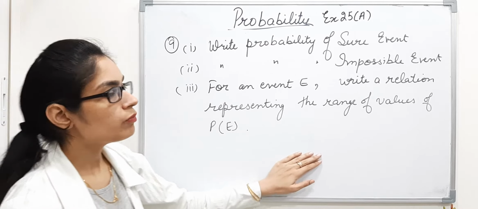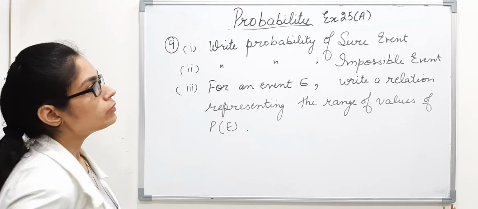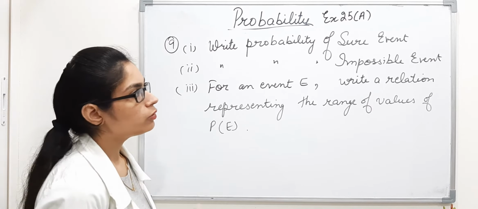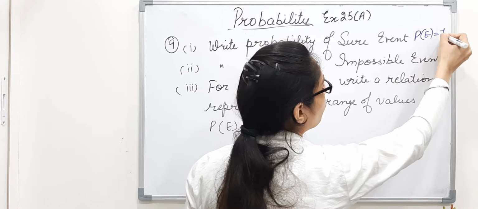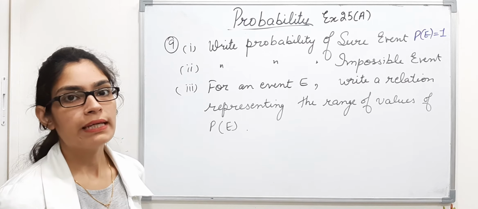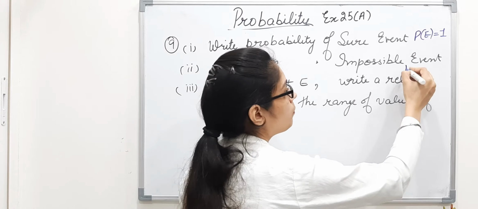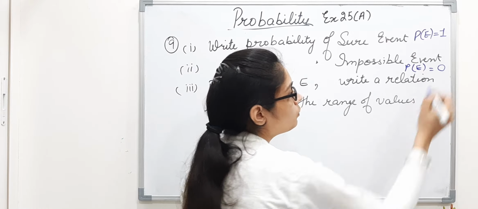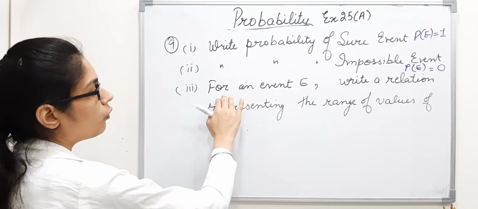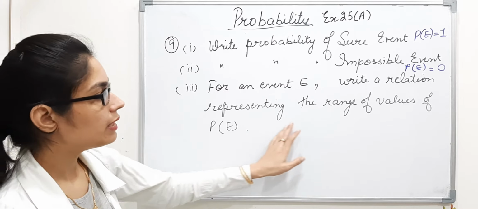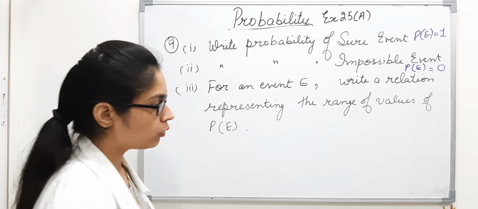Ninth, this is something which we have already discussed in the previous video. The first point is write the probability of sure event. Sure event, I have already told you, its probability will always be equals to 1. Write the probability of impossible event. Probability of impossible event is equals to 0, and this thing also we have already discussed in the previous video. Now for an event E, write a relation representing the range of values of PE.